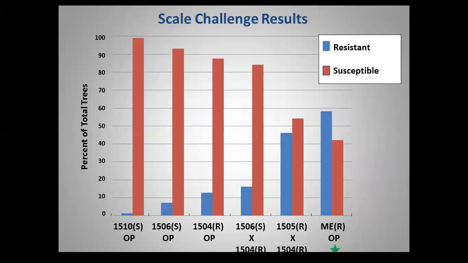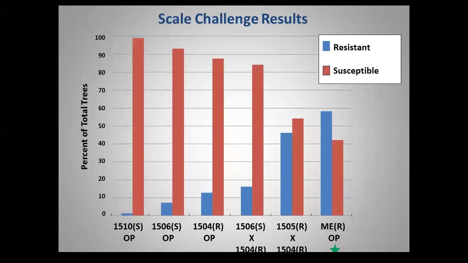But again, this tree, even though it's open pollinated, most of the trees around it are susceptible. So most of the pollen parents would have been other susceptible trees. So it's not surprising that when we actually did a controlled cross between a susceptible and resistant, we're seeing about the same, a little bit better than the open pollinated resistant tree. And then when we look at 1505 by 1504, the two resistant trees that were crossed together, this full sibling family, we're starting to approach 50% resistance in this population.